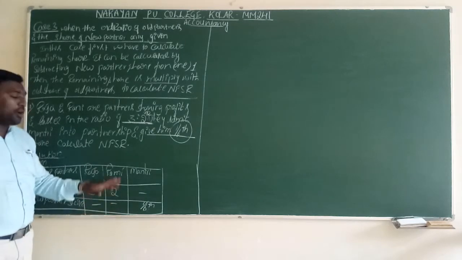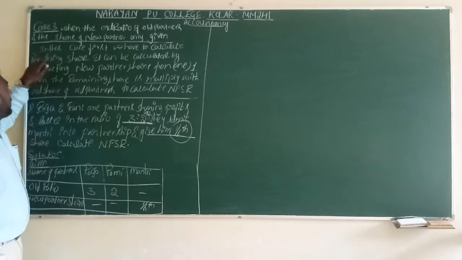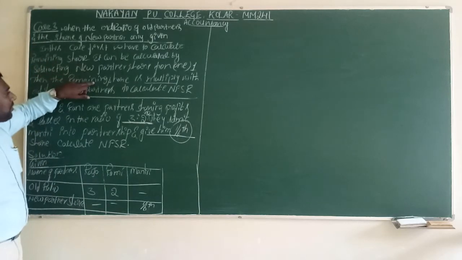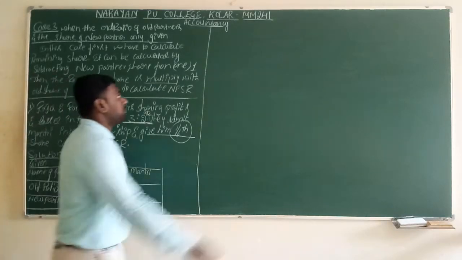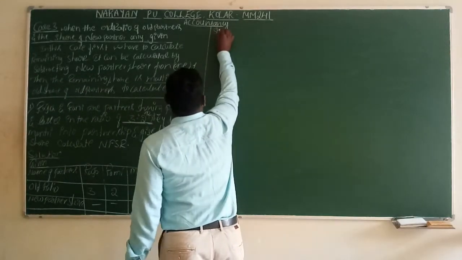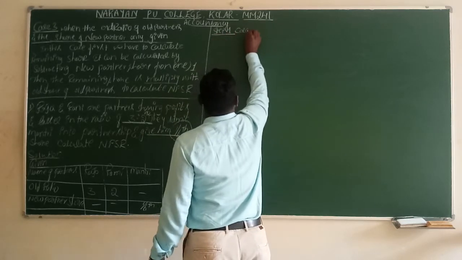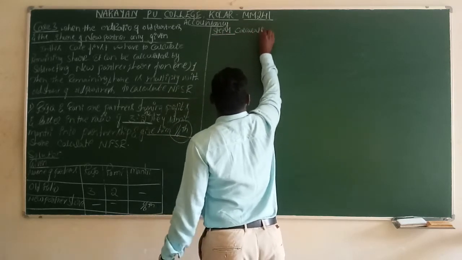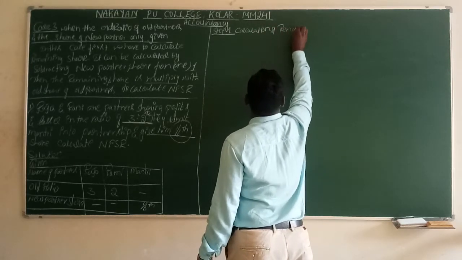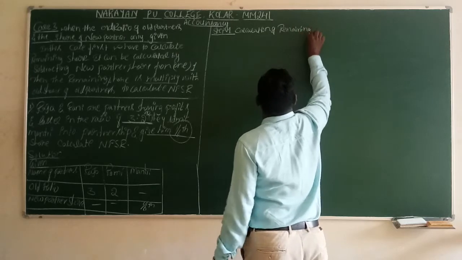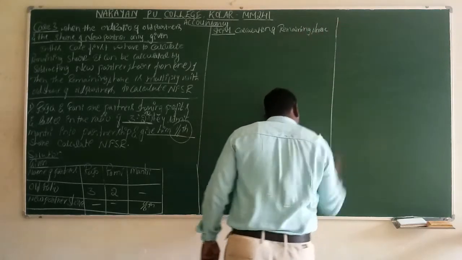So we have to follow only 2 steps. Step number 1, we calculate the remaining share. After that, with the help of the remaining share, we calculate the new profit sharing ratio. Let's come to the solution. Step 1: calculation of remaining share.